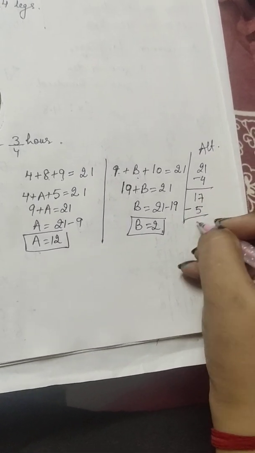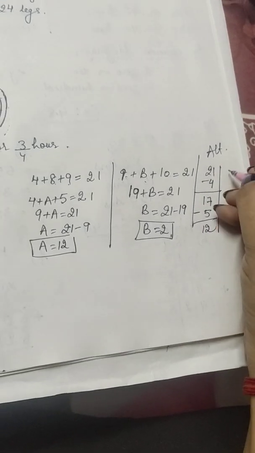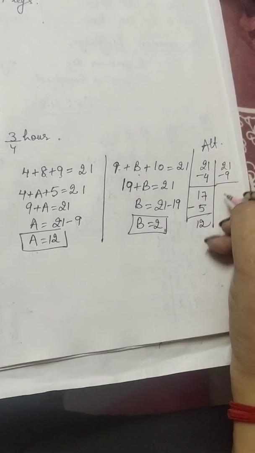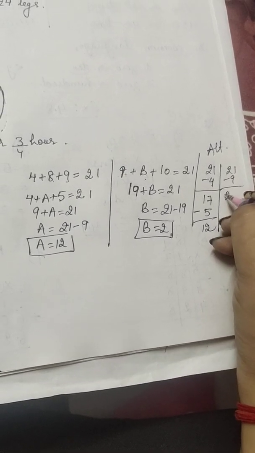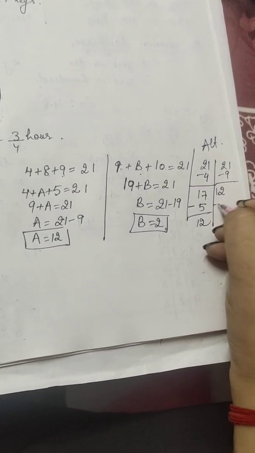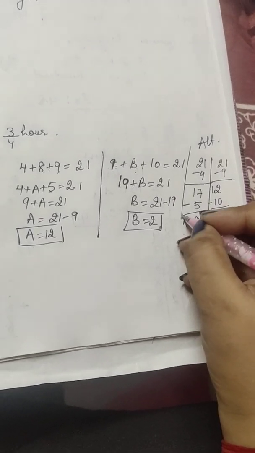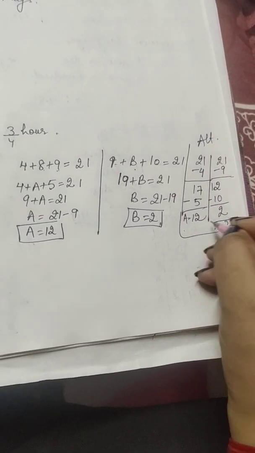17 minus 5 will give you 12. Then 21 minus 9 will give you 12, and 12 minus 10 will give you 2. So A is 12 and B is 2.